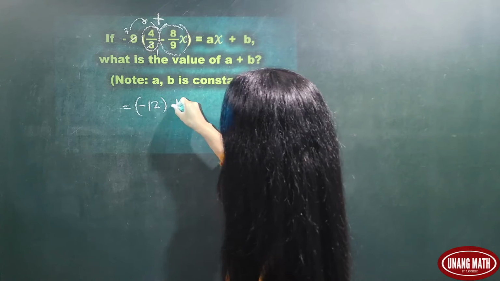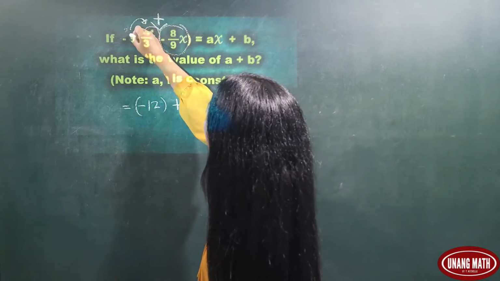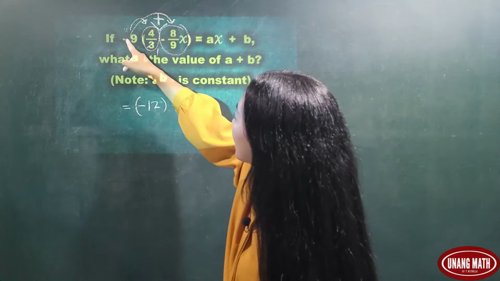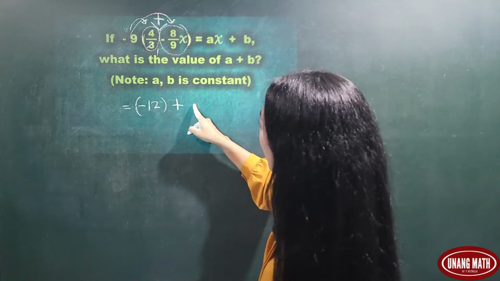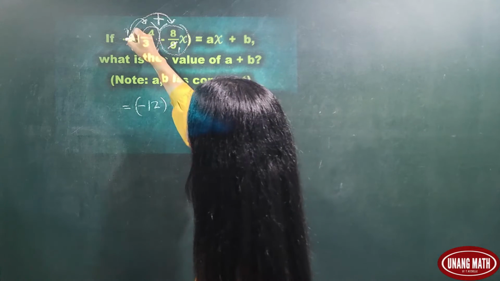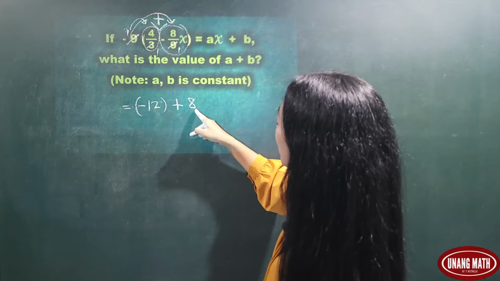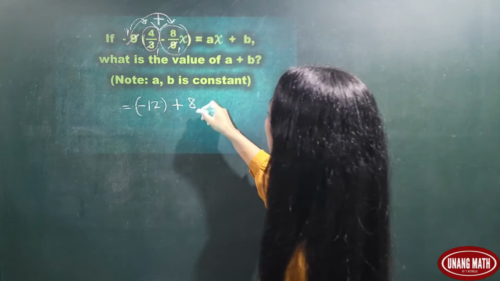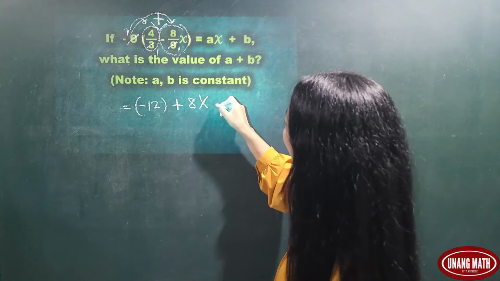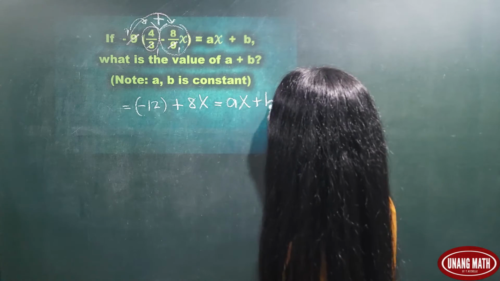Plus, this time, negative 9. We will multiply this to negative 8 over 9x. Negative times negative, so it's going to be positive. 9 and 9 can be simplified, so this becomes 1 and 1. So 1 times 8 is 8. And then write the variable to the right. So this is 8x. So negative 12 plus 8x, and this is equal to ax plus b.